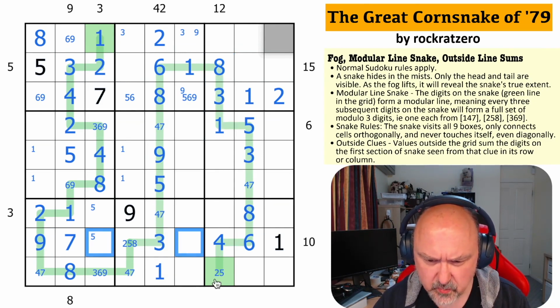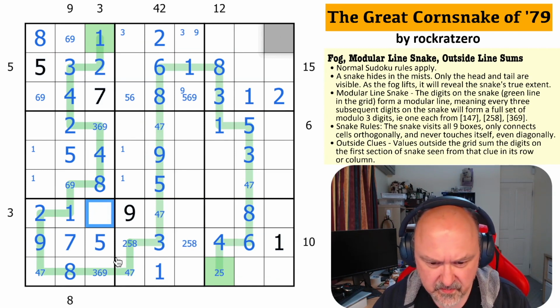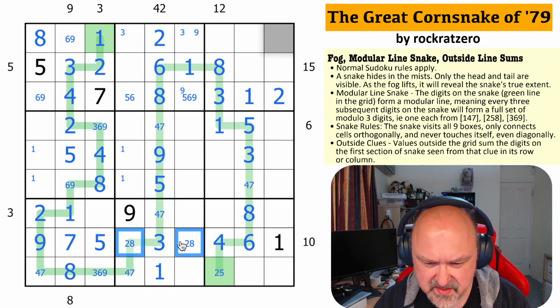These are 2, 5, and 8. 1, 2, 3, 4, 5, 6, 7, 8. Yeah, 2, 5, and 8. And there's no 2 or 8 there. So that's the 5, which takes 5 out of both of those. So that's a 2, 8 pair.